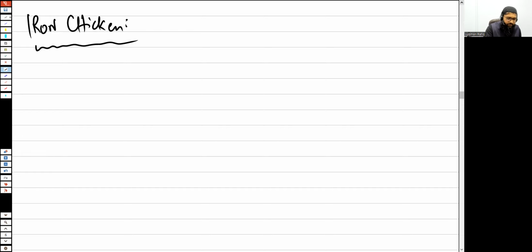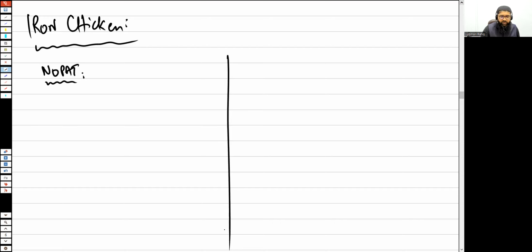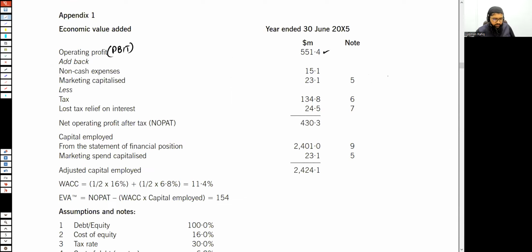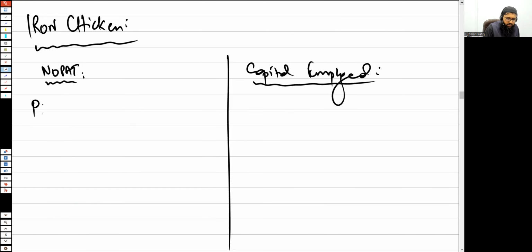So we've got IC. There's this NOPAT calculation. There's this capital employed calculation. So when you have got the operating profit, it's PBIT. The operating profit that you have is 551.4.